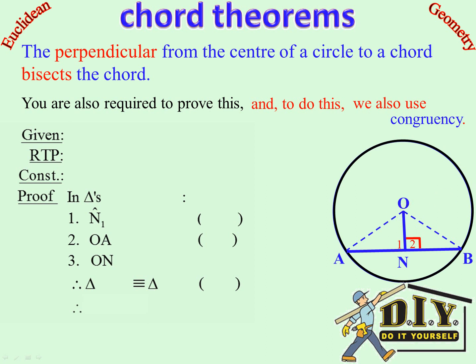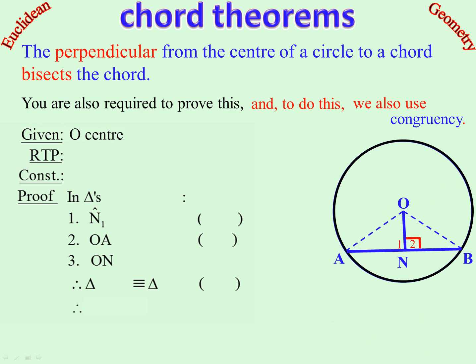Given the same thing, that O is center. Required to prove? Well, we are required to prove that this perpendicular bisects the chord, and with required to prove, we always interpret it in terms of the actual diagram. So I would not say required to prove the perpendicular from the center to the chord bisects the chord. I would just say AN equals NB. Construction, well, we're going to draw in the radii.